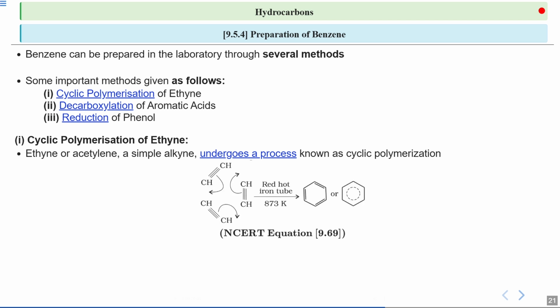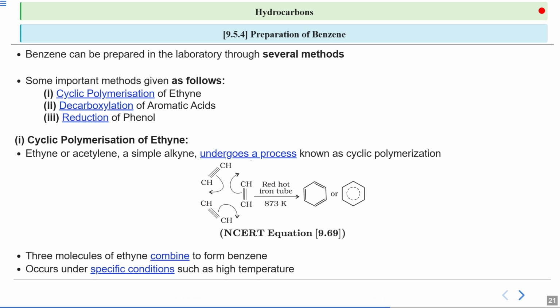So here you can see the chemical reaction. Three molecules of ethyne combine together to form one molecule of benzene in the presence of a red hot iron tube at 873 Kelvin temperature. Atoms are rearranged to create a 6-membered ring of benzene. To summarize this reaction, three ethyne molecules join together to make one molecule of benzene. This shows us how multiple molecules can combine to form a larger, more complex structure. Further, it is important to note that this reaction only happens under specific conditions such as high temperature. The right conditions are necessary to break and form the chemical bonds needed to create benzene.